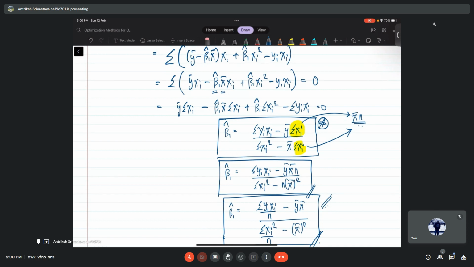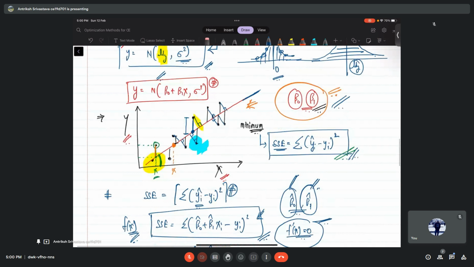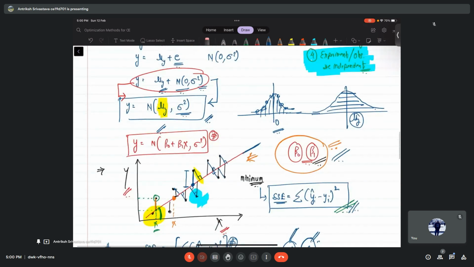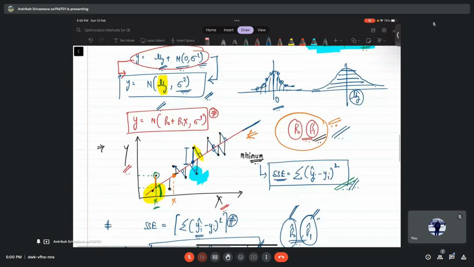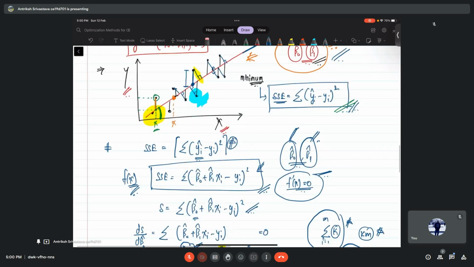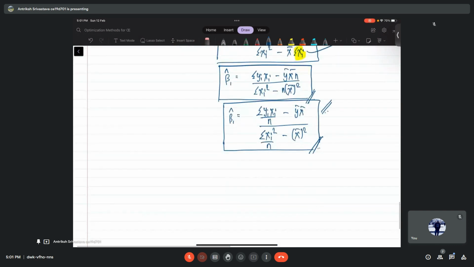Similarly, this is what we have done for a simple linear regression, like for only one variable. Even if there are more variables, you can follow the same steps and get the expression for beta 2 hat also.